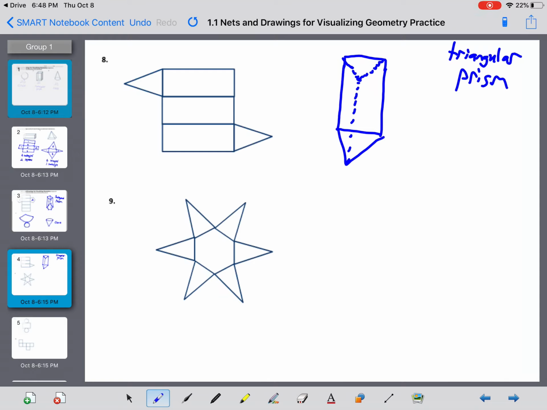Number 9 kind of looks almost like a sun, but in the middle here we have a 6-sided figure as the base, and then we have 1, 2, 3, 4, 5, 6 triangles. Okay, so what I'm going to do is I'm going to try and draw this 6-sided figure. All right, so there's the base, and then all these triangles are actually going to create, and I don't even know if I could draw this one, a pyramid.